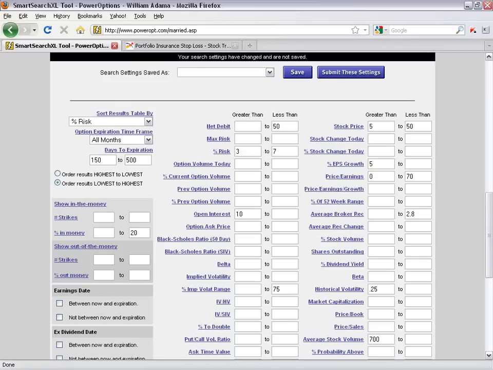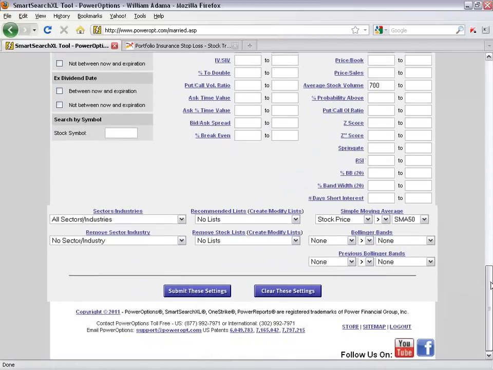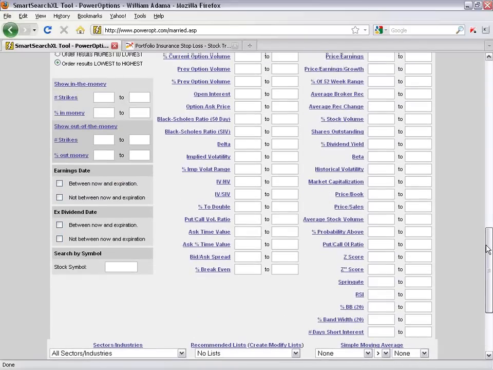I'm going to put in criteria that I would use that I feel measure a strong company with good fundamentals and good technicals and are moving up in price. Essentially, we already have the search created, but let's do it from scratch. First step, I'm going to scroll down to the bottom of the parameter field, and we're going to click the Clear These Settings button. This empties out every one of the criteria in my default field.